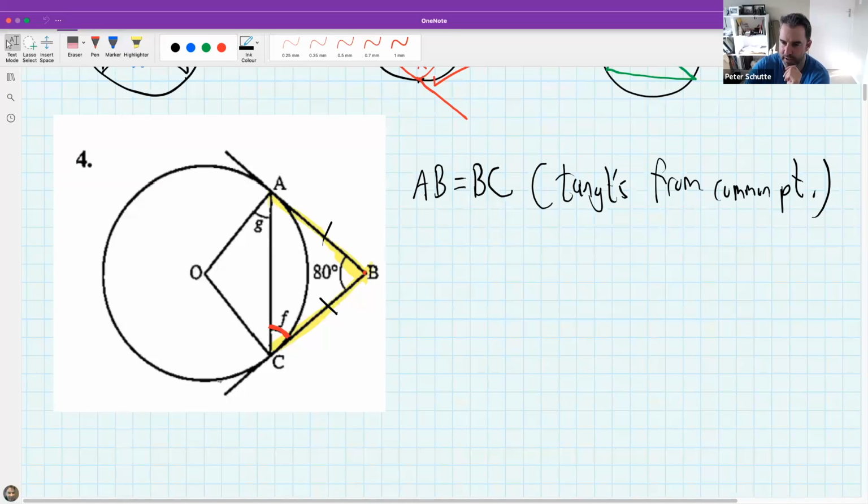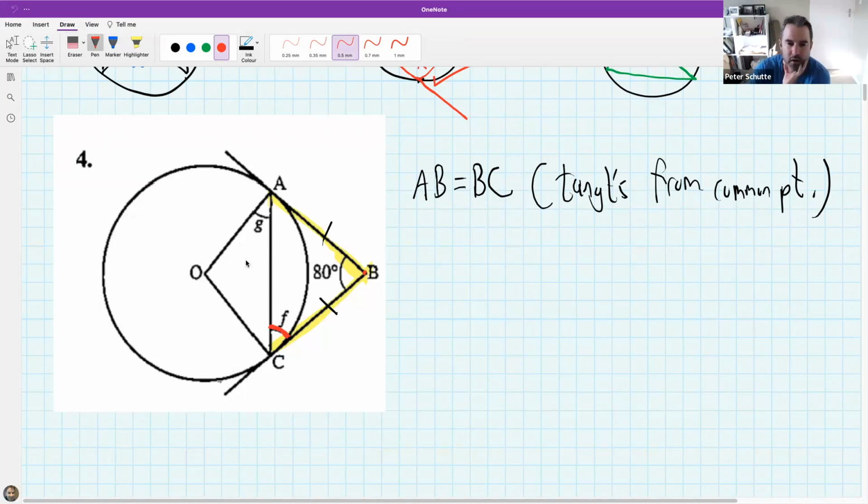Who feels like they might know where to go? What do we know about this angle here? I think this one over here is also going to be F. So I think we can say that CAB equals F.